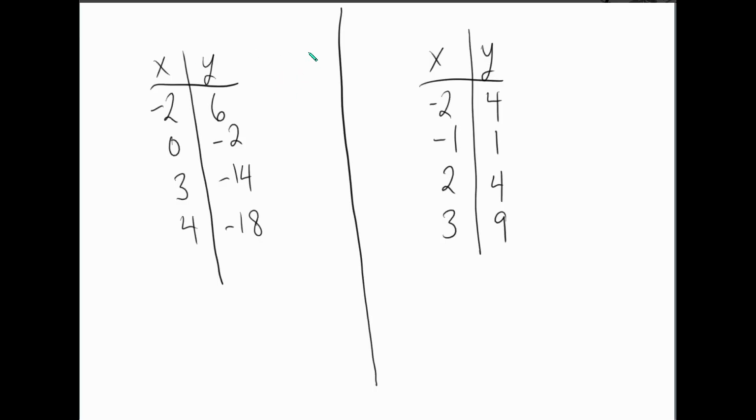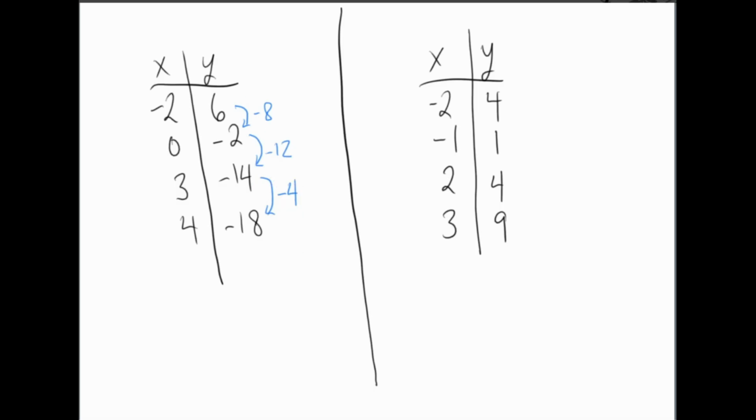Alright, so one of my tables here is linear, the other one is nonlinear. So I'm going to start with my table on the left to go ahead and start determining if it's linear or nonlinear. So I'm going to check my interval here between 6 and negative 2, look at my change of y. So from 6 to negative 2, that is a drop of 8. From negative 2 to negative 14, that is going to be a drop of 12. From negative 14 to negative 18, that is going to be a drop of 4.